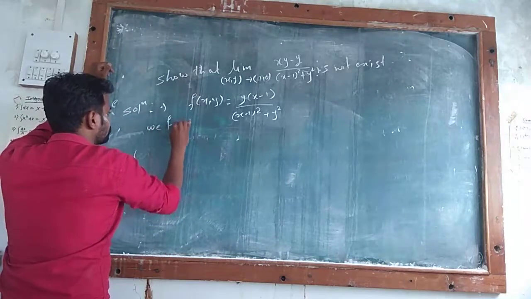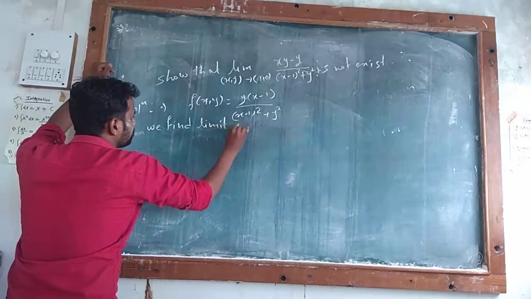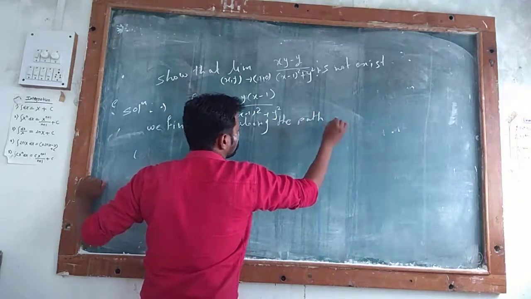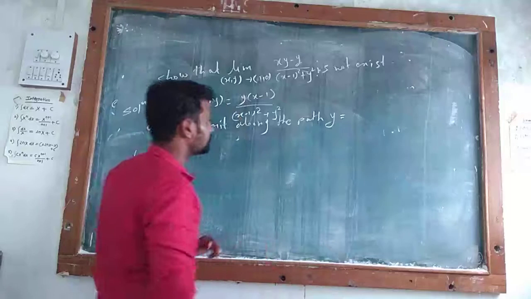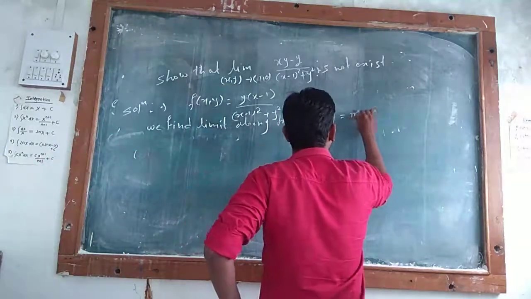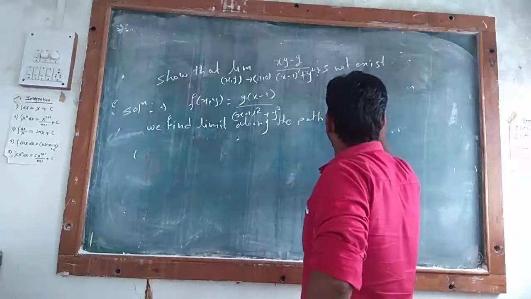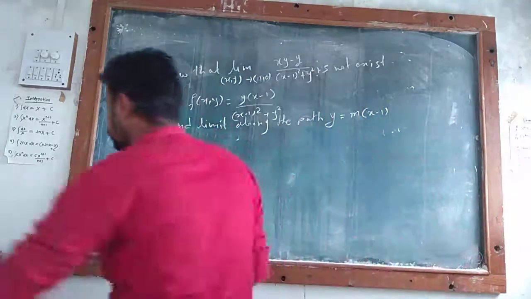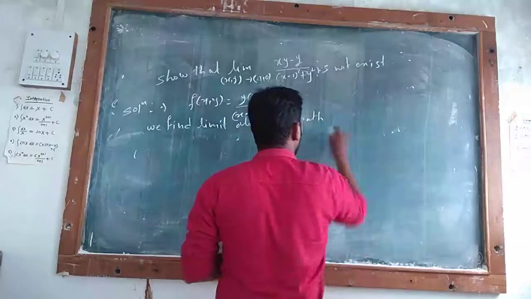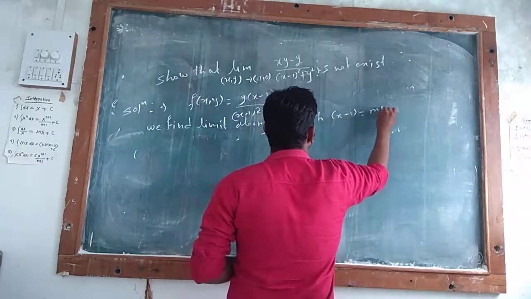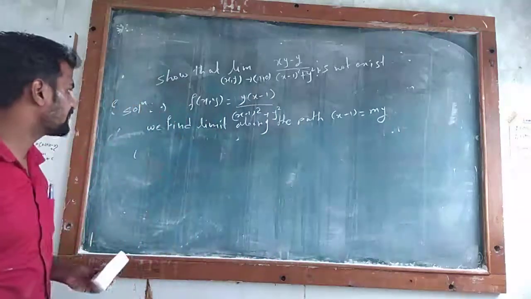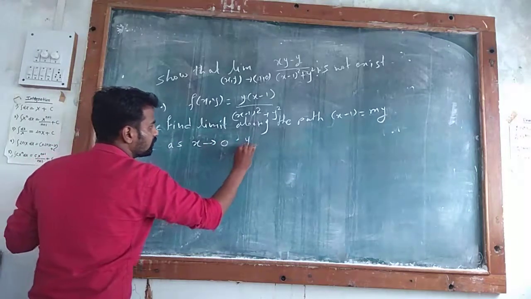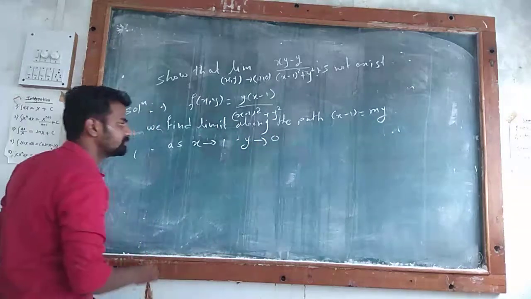You find the limit along the path x minus 1 is equal to my, sorry, x minus 1 is equal to my. Along the path x minus 1 is equal to my. Here, what you have to do is check the limit. Therefore, as y tends to 0, we have x tends to 1, y tends to 0.